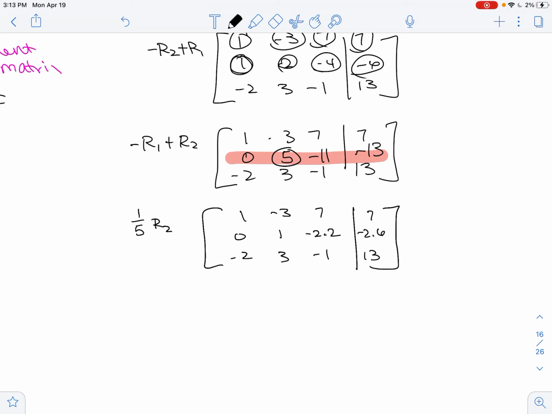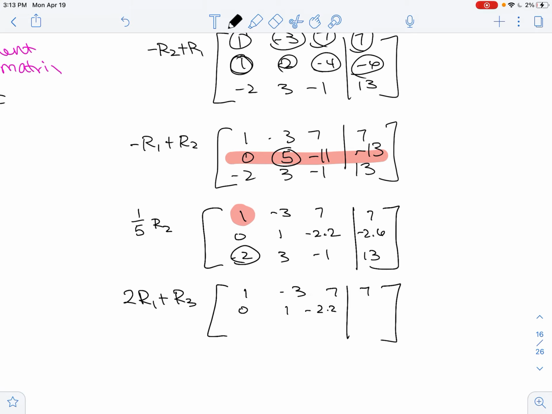Now we're going to be working on this -2. We want this to become a 0. So in order for that -2 to go away, what if we multiplied row 1, which has a 1 in it, by a 2 and added it to row 3 to change row 3? So keep row 1, keep row 2, and now we're going to change row 3.